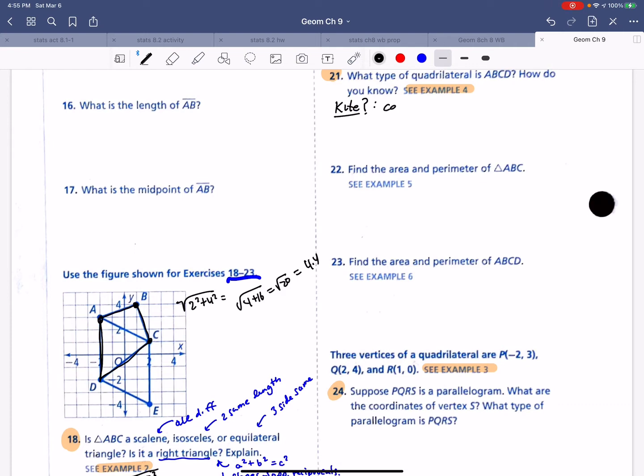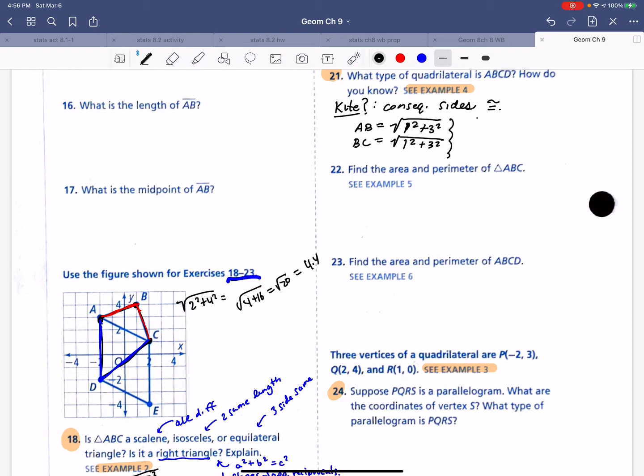And so that's consecutive sides congruent. So I would have to verify that these two are equal and these two are equal in length. So let's do just that. The length of AB is, we already said this, 1 squared plus 3 squared, and take the square root. The length of BC is the same thing. So those are equal. So that's one set of consecutive sides.